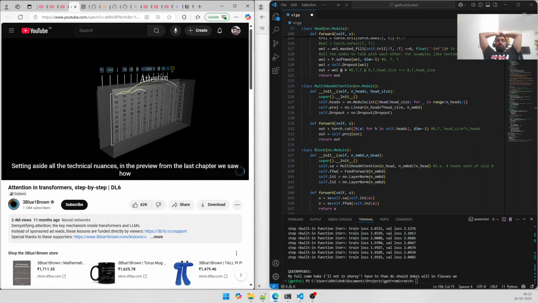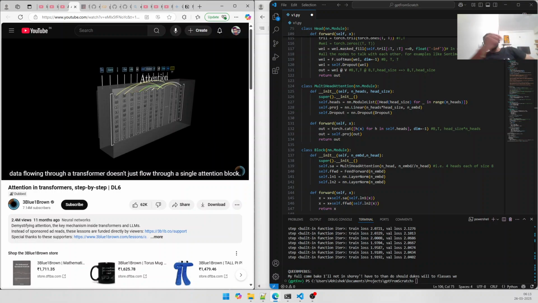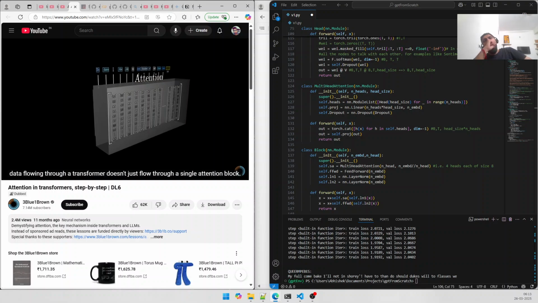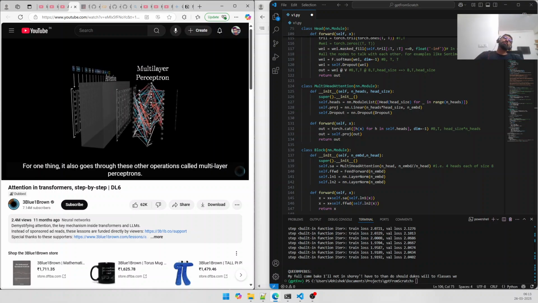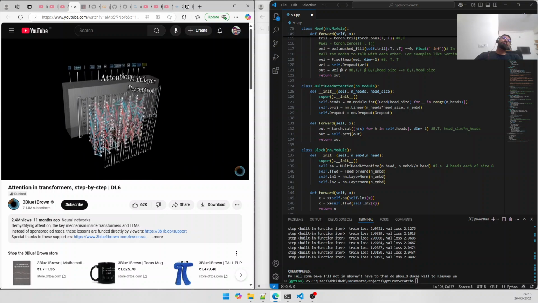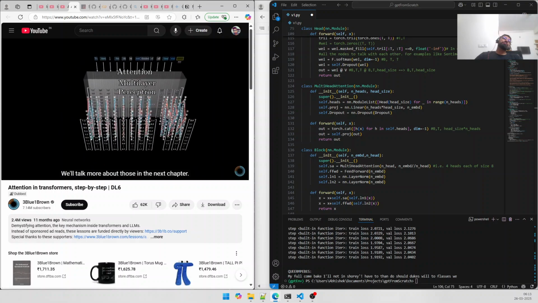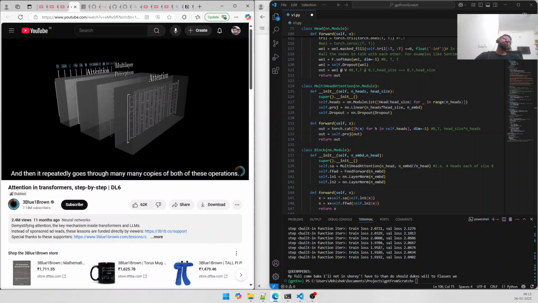Setting aside all the technical nuances, in the preview from the last chapter, we saw how data flowing through a transformer doesn't just flow through a single attention block. For one thing, it also goes through these other operations called multi-layer perceptrons. We'll talk more about those in the next chapter. And then it repeatedly goes through many copies of both of these operations.